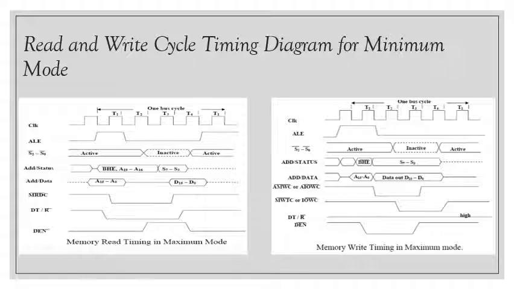For an output, the AMWC or AIOWC is activated from T2 to T4 and MWTC or IOWC is activated from T3 to T4 state. The status bits S0 to S2 remain active until T3 and become passive during T3 and T4. If the read input is not activated before T3, a wait state will be inserted between T3 and T4.